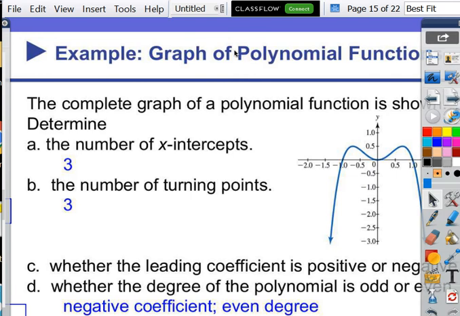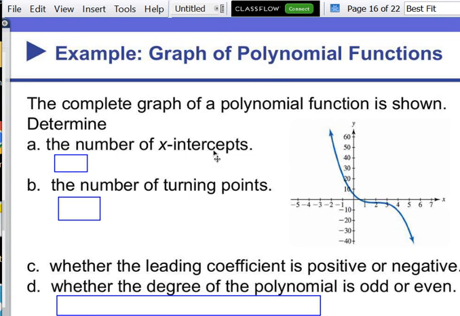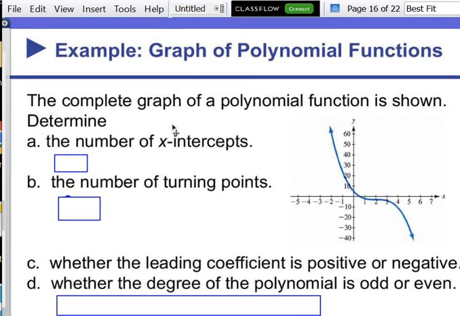Alright, next one. How many x-intercepts do you see this time? Just 1. There's just one place where it crosses the x-axis right there. Turning points: it's always going down. It never turned around and went back up, so there are none.